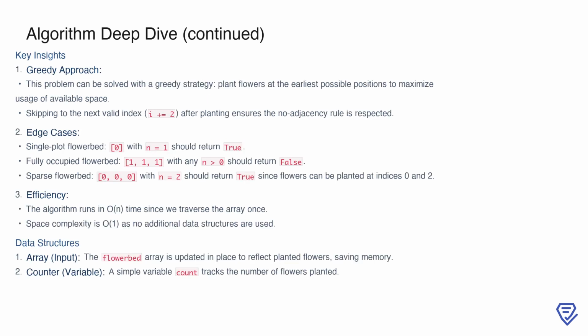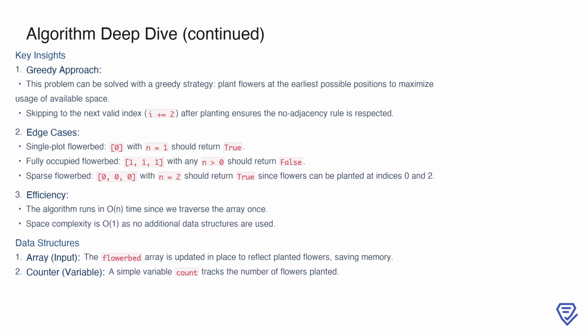This approach leverages a greedy strategy, where we plant flowers at the earliest valid positions to maximize the use of available space. Skipping to the next valid index after planting ensures the no-adjacency rule is respected without needing additional checks. Let's also consider some important edge cases.